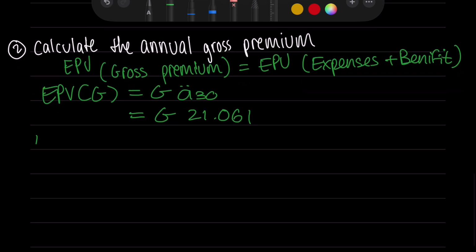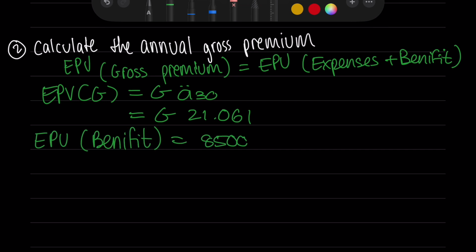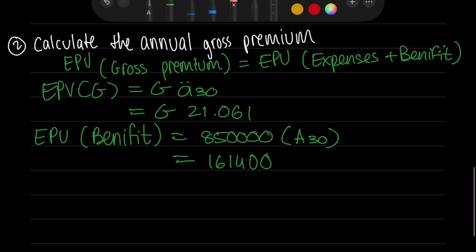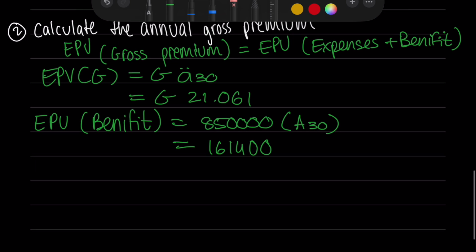That's that. That's the EPV of the benefit, which is going to be the 850,000 multiplied by the big A30, which we can simplify in a calculator. 161,400. Cool. Now let's jump into our new part, the expenses.